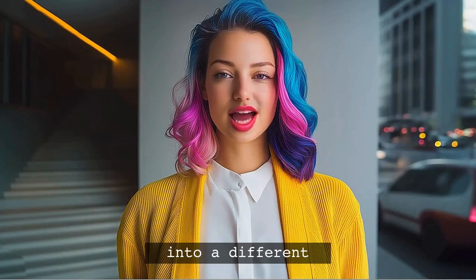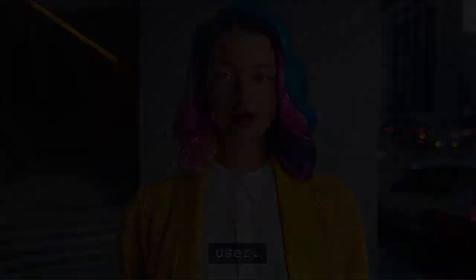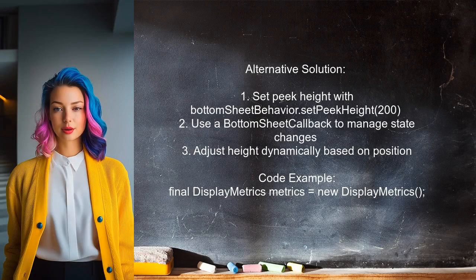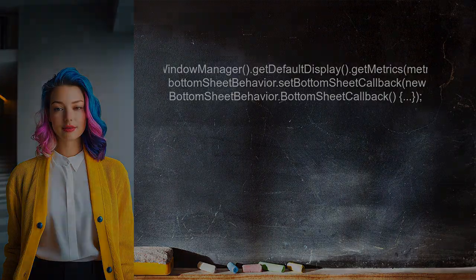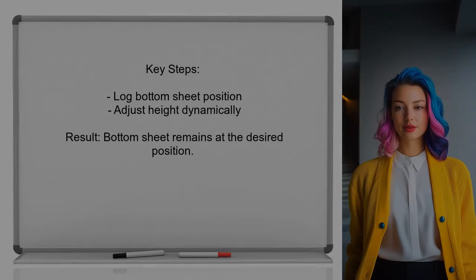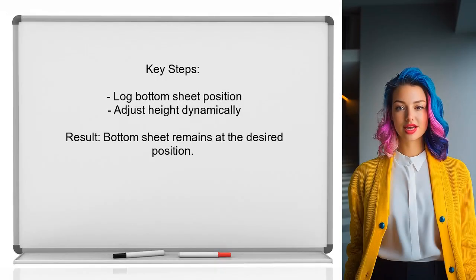Now, let's dive into a different answer from another user. An alternative approach suggested by a user involves adjusting the bottom sheet behavior using a callback. They recommend setting the peak height and implementing a callback to manage the bottom sheet's state and sliding behavior. In the callback, the user logs the bottom sheet's position and adjusts its height based on its current position, allowing it to stay at any arbitrary position without snapping back.